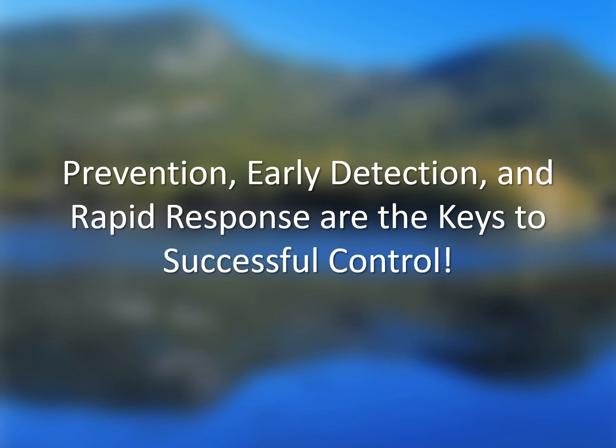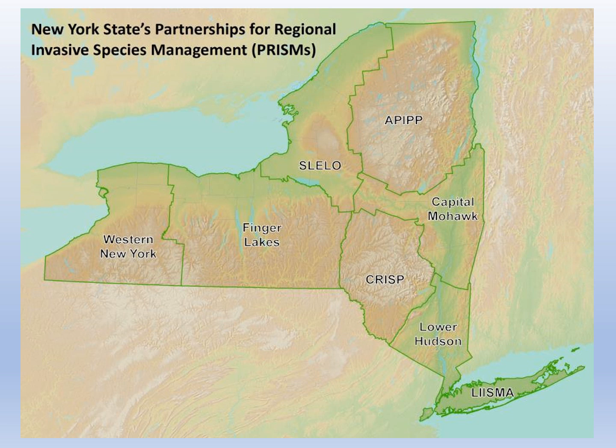So prevention, early detection, and rapid response are keys to success control. The state of New York is very advanced in invasive species management. They have divided the state into 8 partnerships for regional invasive species management. Each PRISM has a coordinator that is in touch with the local lake and watershed organizations and other water quality related groups, who are all coordinated and organized in an effective manner at volunteer monitoring and early detection, prevention programs, management programs, and sharing research.